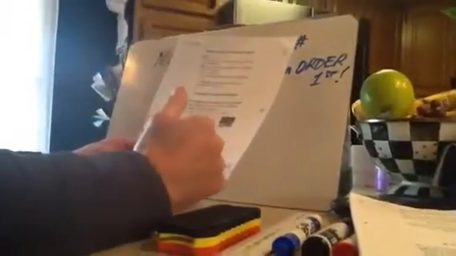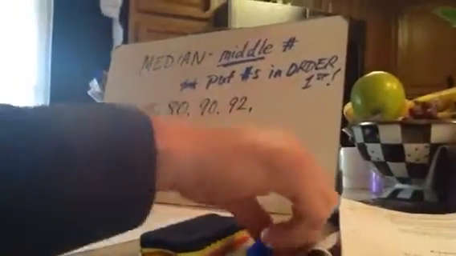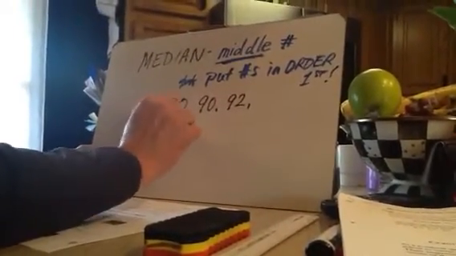Okay, so we're on to the next page. Mean, median, and mode is central tendency. So the median is the middle number. Huge. We have to put the numbers in order first. All right, so here's our averages: 85, 80, 90, 92. So we need to put them in order from small to largest.